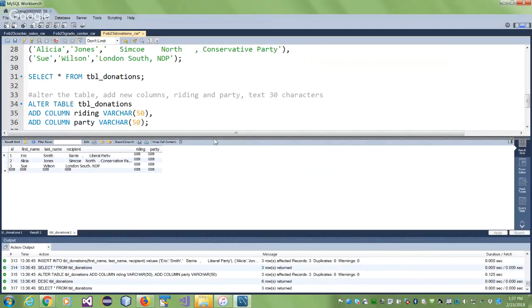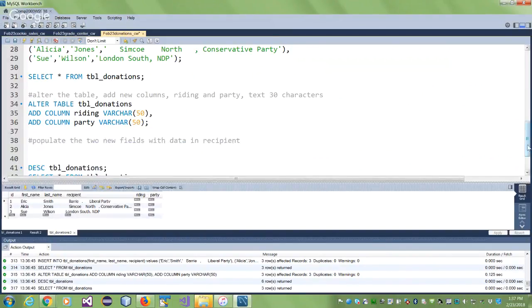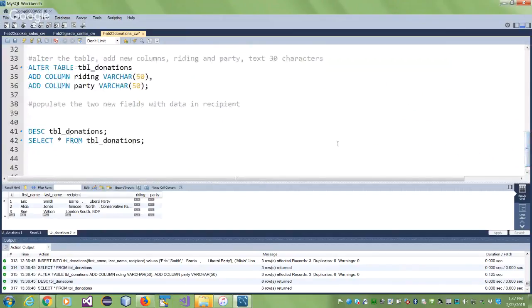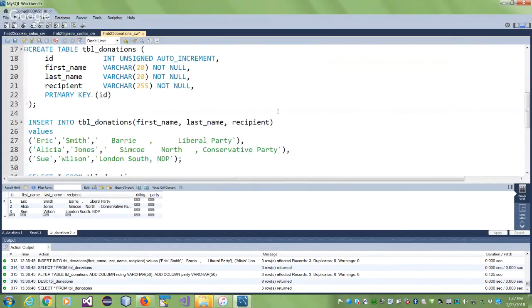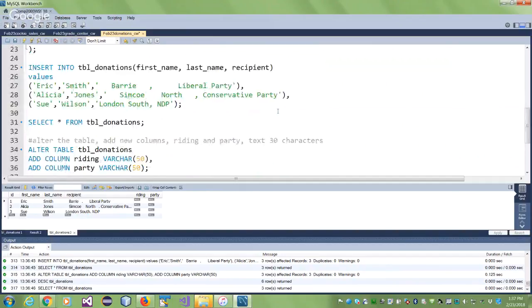Now my aim is this. I want to populate the two new fields with the data in the recipient. So let's look at the data. It was a varchar of 215. What is the aim? You can only break up something if you know how it is organized. If you notice, the name of the riding, Berry, and the name of the party are separated by a comma. Right? There is a comma between the two. Doesn't matter. There are blanks and so on. We are not worried about that.